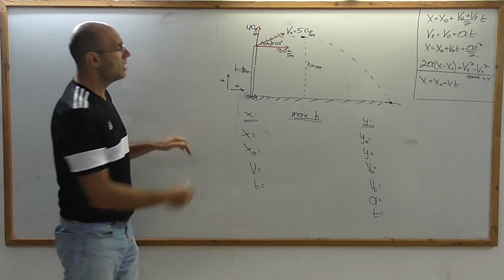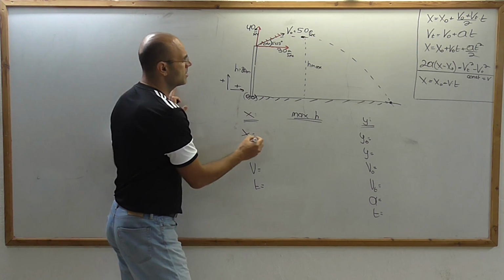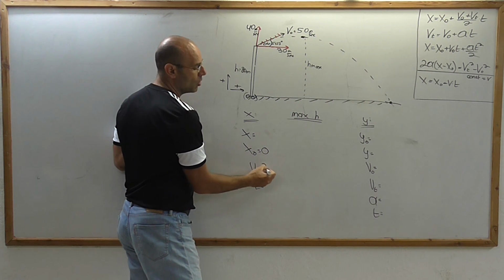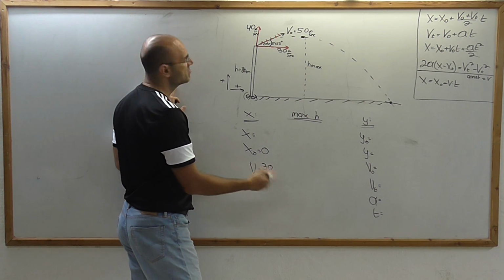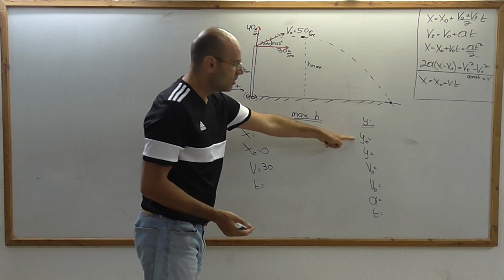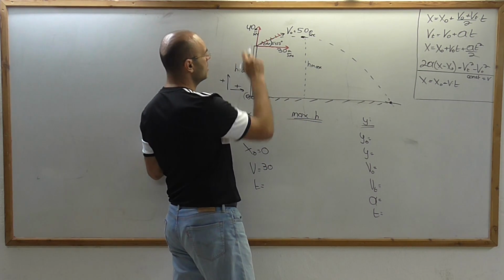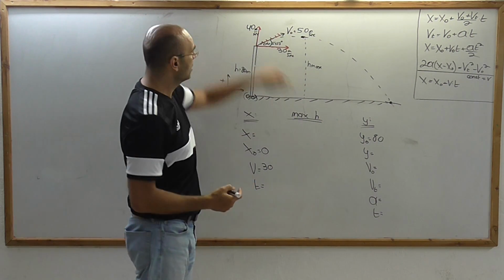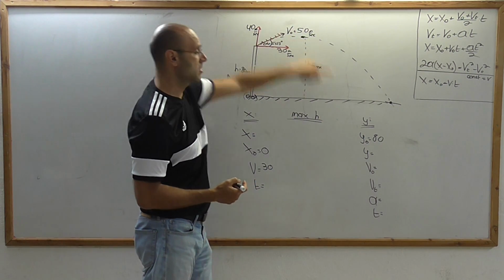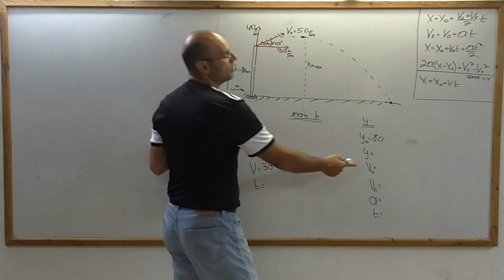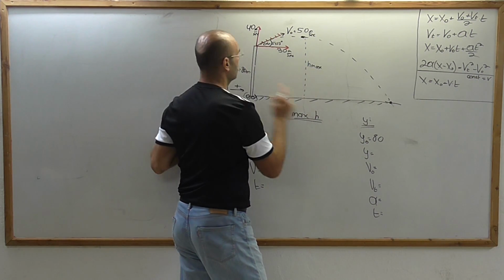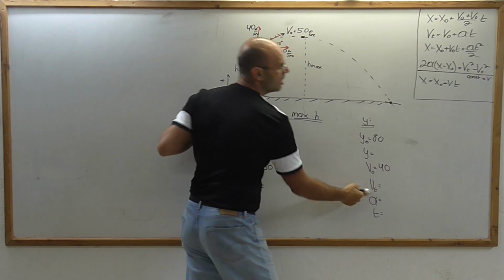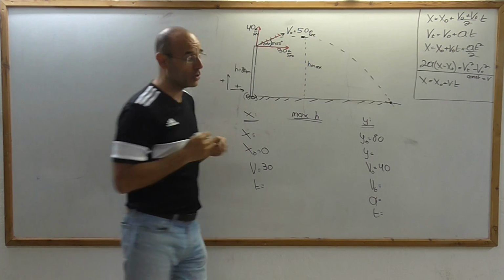Okay, so let's see what we know. x0 is 0. X, I don't know. V will always be 30. Time, I have no idea. Y0, it started here at the height of 80. Y final, I don't know. It's the maximum height. This is what I want to know. V initial, I do know. It's 40 with the positive direction. So it's 40.